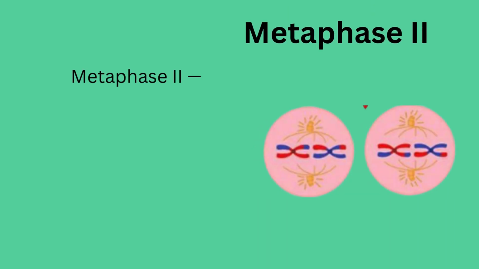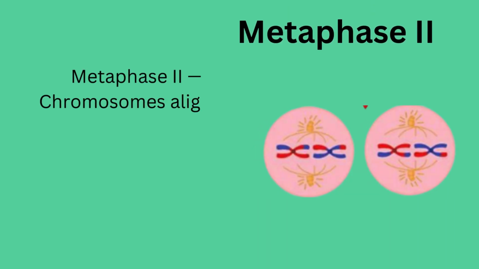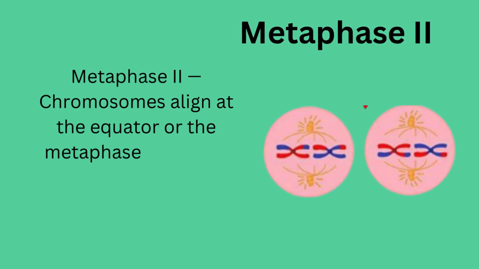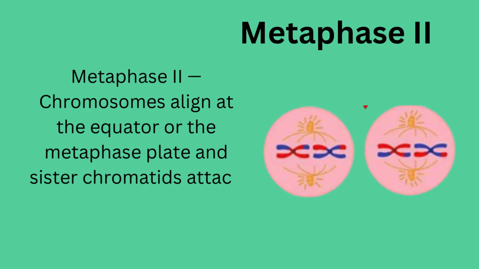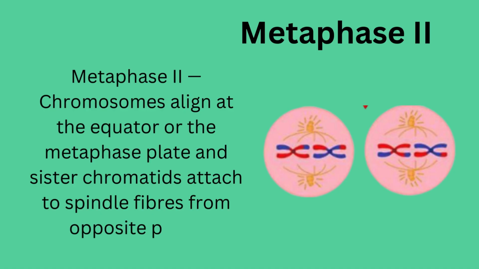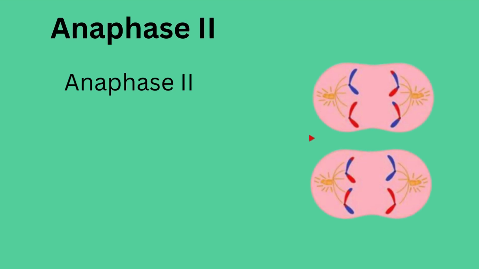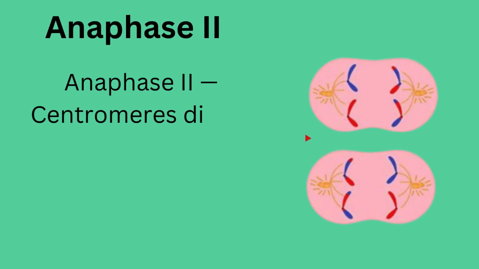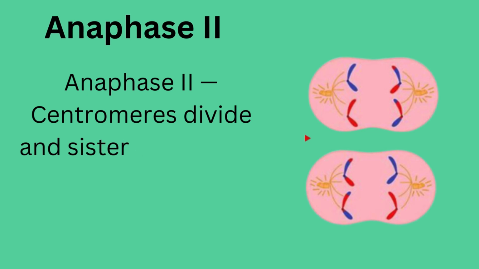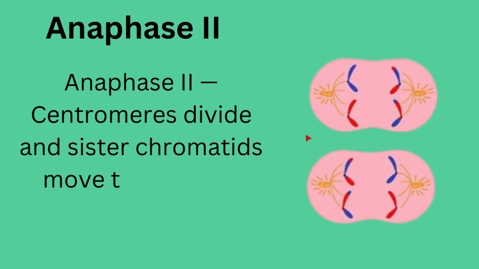During metaphase II, the sister chromatids are maximally condensed and aligned at the equator, or the metaphase plate, of the cell. The sister chromatids attach to the spindle fibers from opposite poles. In anaphase II, the centromeres divide. The sister chromatids separate and are pulled towards opposite poles of the cell.